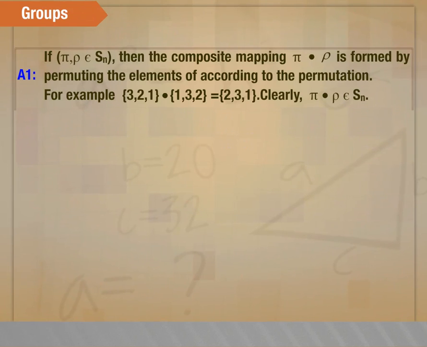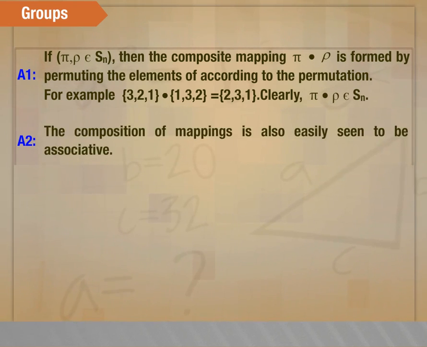A1. If π, ρ belong to S_n, then the composite mapping π · ρ is formed by permuting the elements of ρ according to the permutation π. For example, {3,2,1} · {1,3,2} is equal to {2,3,1}. Clearly, π · ρ belongs to S_n.